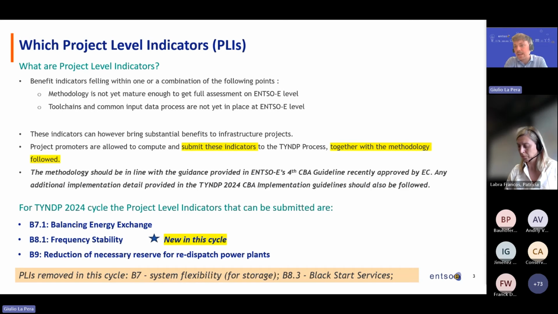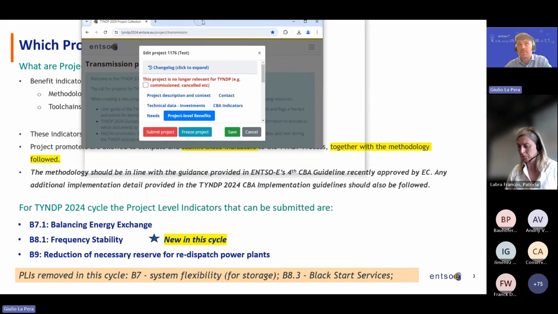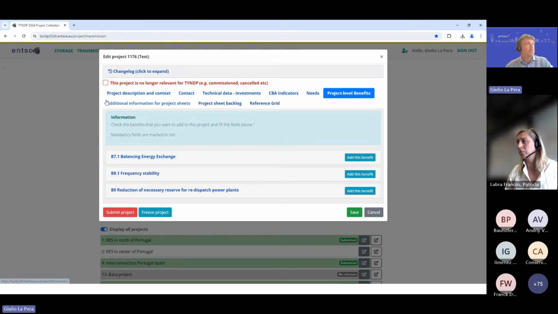The question is whether PLI 8.1, the frequency stability, is applicable for storage. Can you ask the question again, please? Yes, he's asking if 8.1, the frequency stability, is applicable also for storage, because on the website, as Pablo Antonio is saying, this option is not available. So I can already show the platform. For the transmission here, you have the three, but for the storage, you don't have the 8.1.